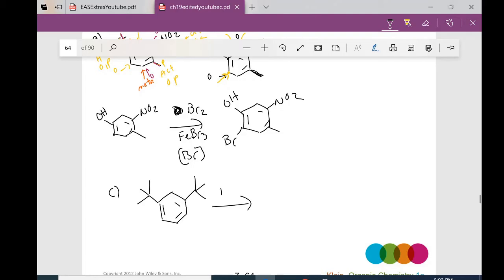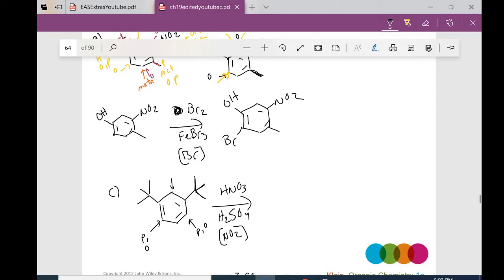Let's say we're doing a nitration. Now it doesn't matter what the incoming group is. What matters is the groups that are already on the ring. So our incoming group here is going to be an NO2 group. If we use nitric acid and sulfuric acid, this position is ortho to these T-butyl groups. Okay, this one is para to the first T-butyl and ortho to the second.